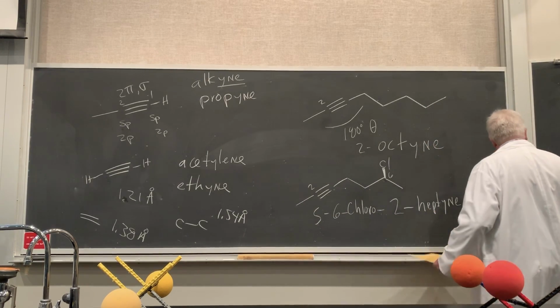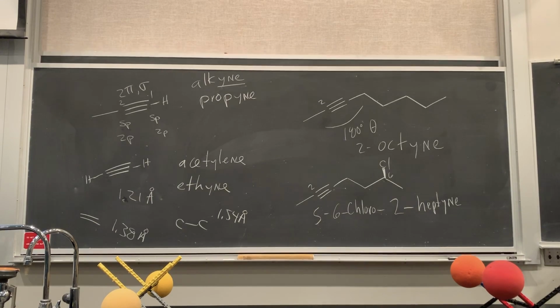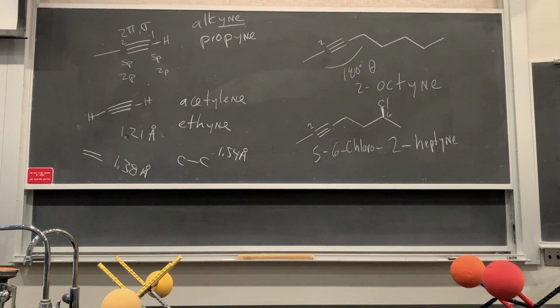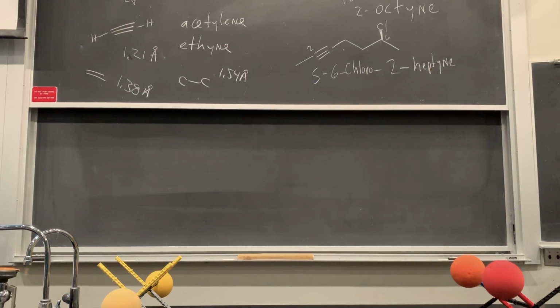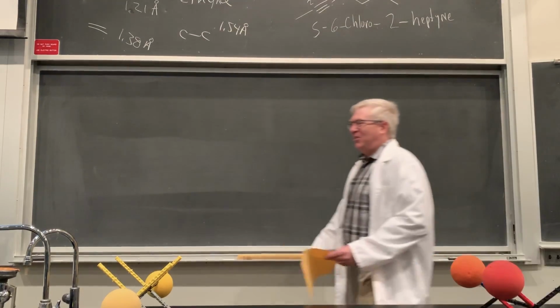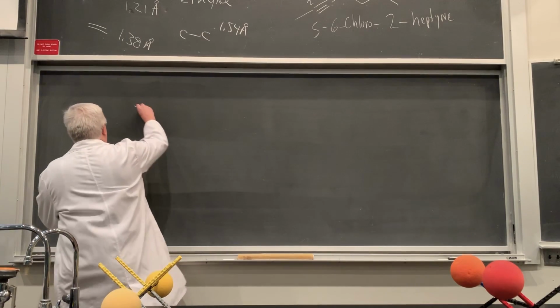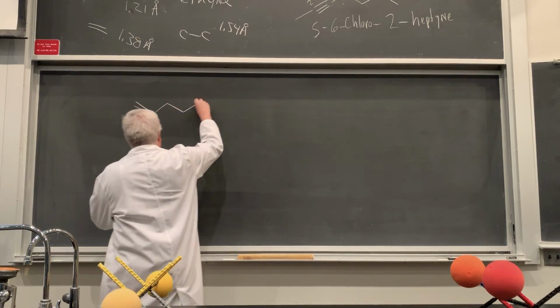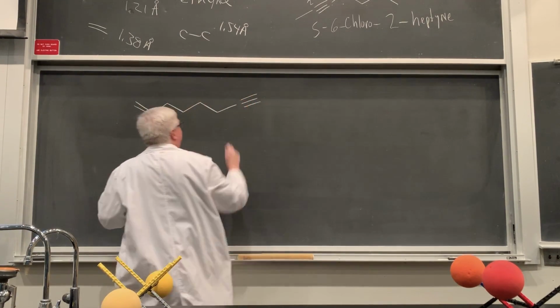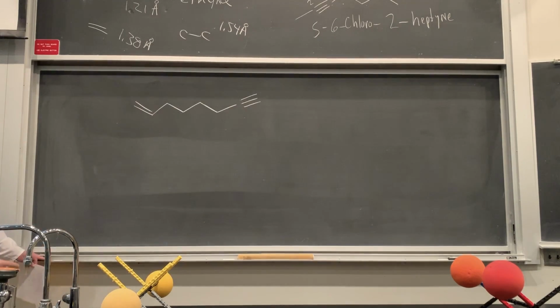All right, let's maybe do 1 or 2 more, and that'll be it. I kind of want to downplay nomenclature, so we'll just do a little bit more maybe. How about if we have, let's see, oh, maybe 2 more. Okay, how about this? So we have an alkene and an alkyne. So what are we going to call this?